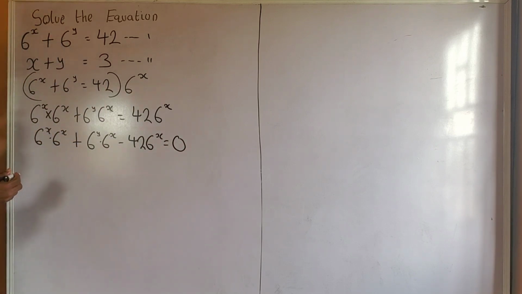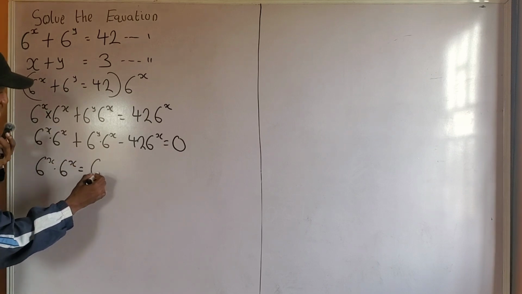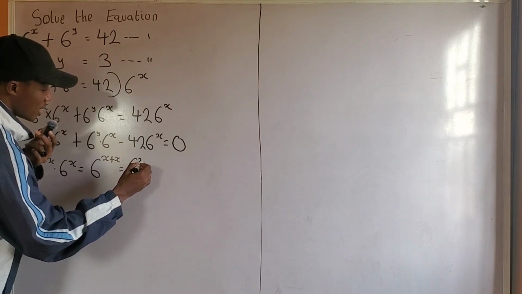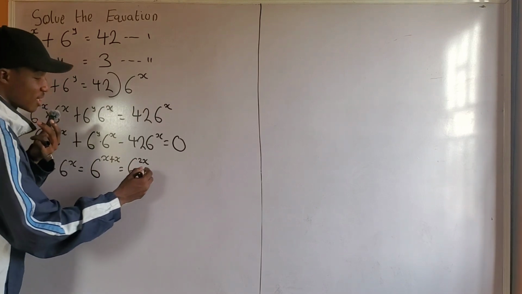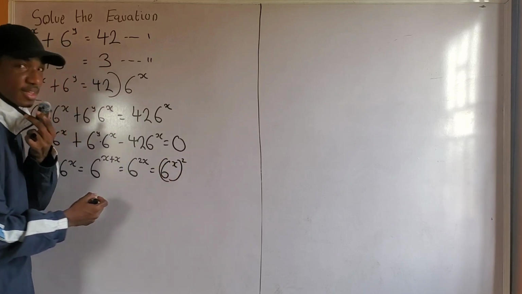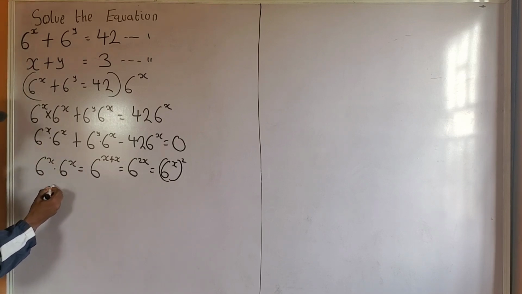According to the law of indices, if you have 6^x multiplied by 6^x, it will be equal to 6^(x+x), which is equal to 6^(2x). And 6^(2x) can be written as (6^x)^2. So it is that same law that I'm going to use here. Hence, 6^x times 6^x can be written as (6^x)^2.